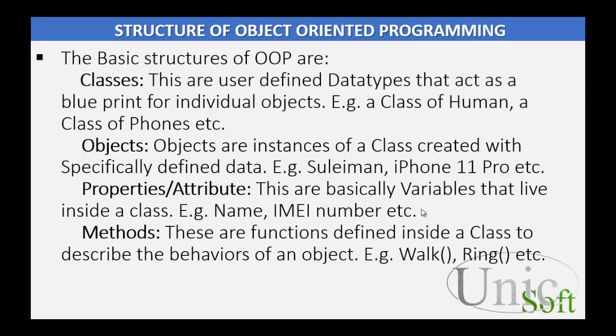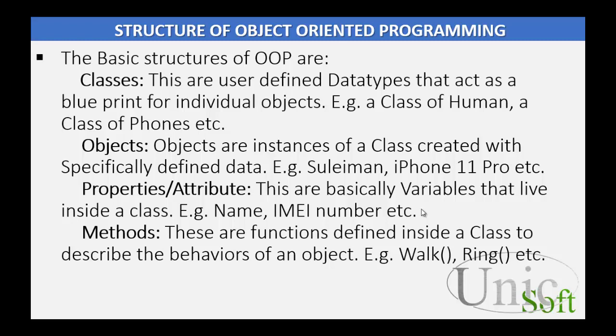So these are the four basic structures of object-oriented programming. Just like I said earlier, we have classes, objects, properties, attributes, and methods. A class is a user-defined data type that acts as a blueprint for individual objects. And I cite some examples here. A good example of a class can be a class of human beings, a class of phones, a class of cars. Basically, what you need to understand here is that a class is like a blueprint.